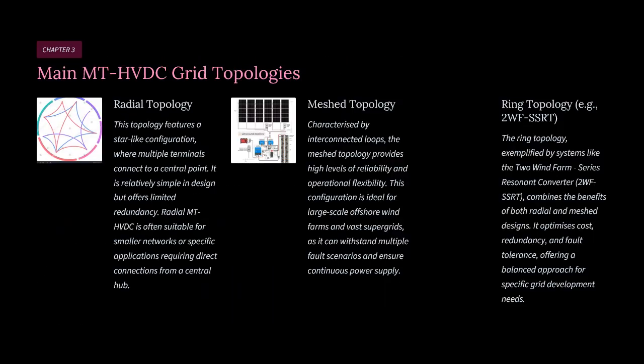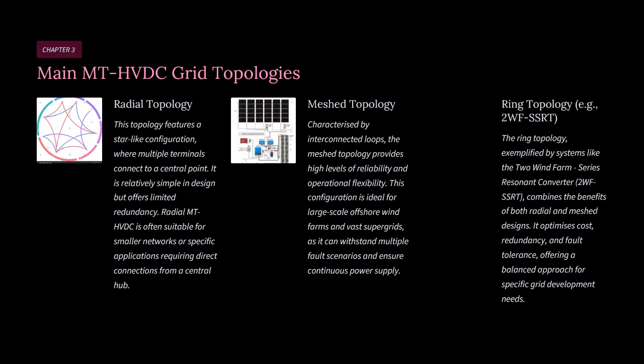The main MT-HVDC grid topologies are, first, radial topology. This topology features a star-like configuration where multiple terminals are connected to a center point. It is reliable and simple in design but offers limited endurance and is often suited to smaller networks, with specific application requirements for direct connection from the central hub.